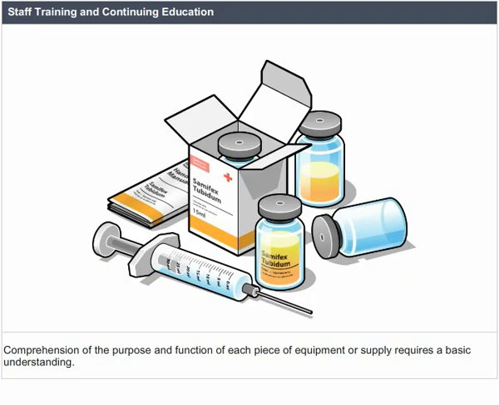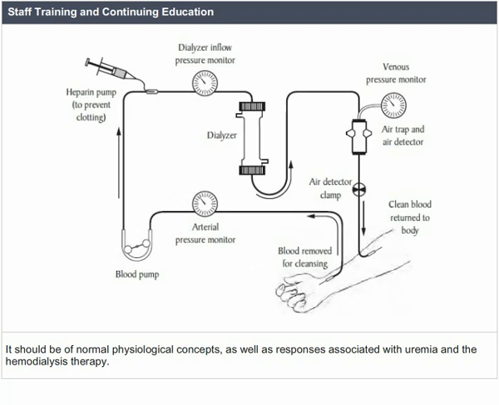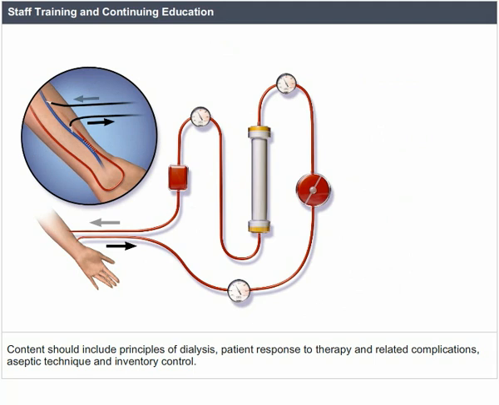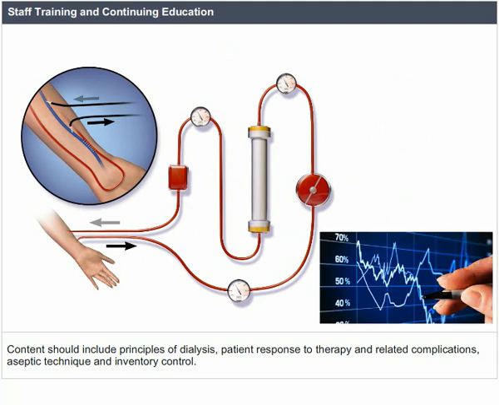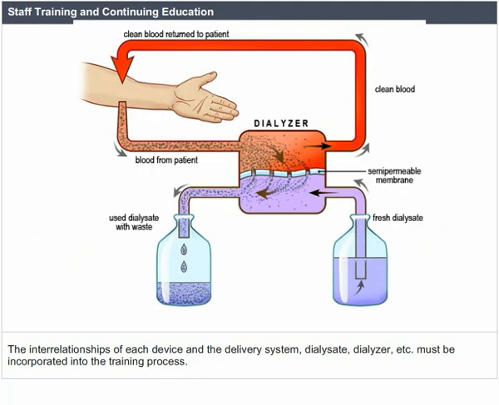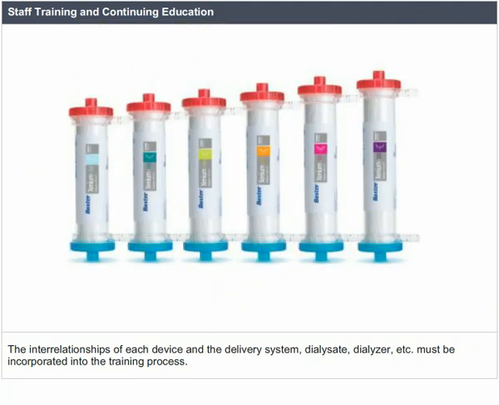Comprehension of the purpose and function of each piece of equipment or supply requires a basic understanding. It should be of normal physiological concepts as well as responses associated with uremia and hemodialysis therapy. Content should include principles of dialysis, patient response to therapy, and related complications, aseptic technique, and inventory control. The interrelationships of each device and the delivery system, dialysate, dialyzer, etc. must be incorporated into the training process.